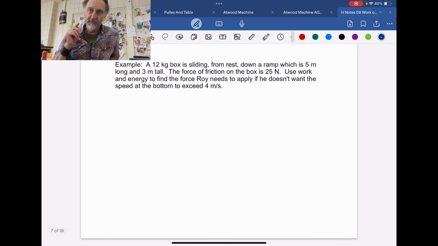So let's do another example that's maybe more similar to what you might see on a homework assignment. Here we're going to have just a straight ramp, okay? And so our normal force isn't changing. The other difference here is we've got two non-conservative forces. All right, so here we go.